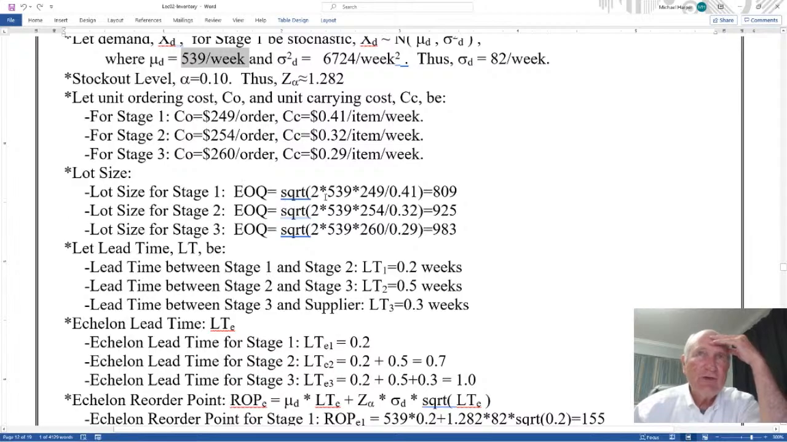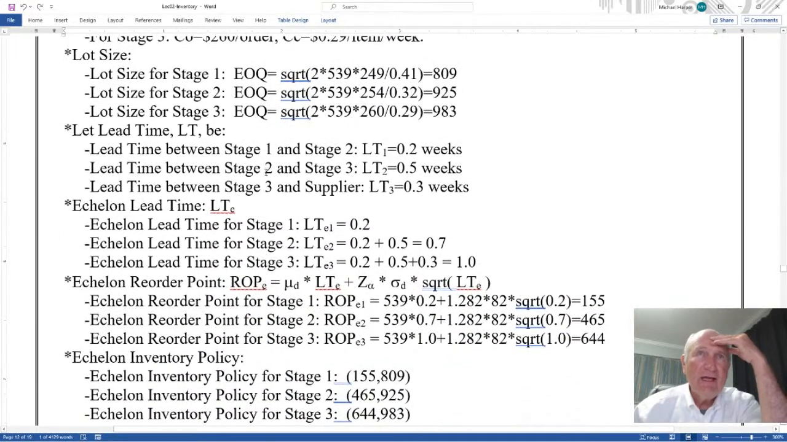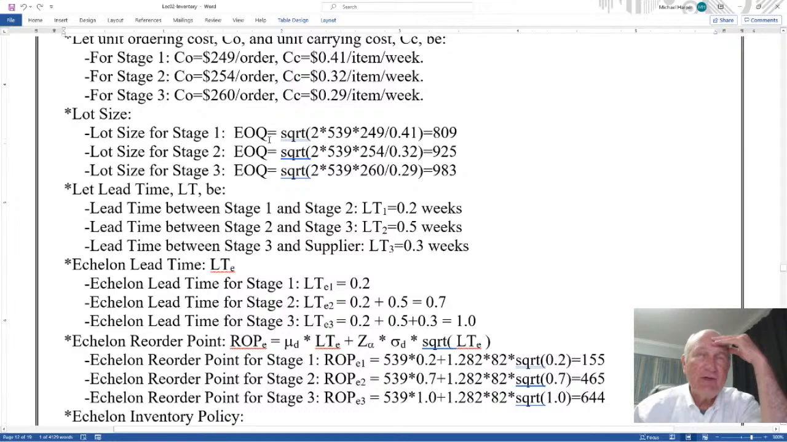So let's look at EOQ. Here's your demand. Here's your ordering cost, which is different. Here's your carrying cost, which is different. So we do this for the lot size for each stage. Okay, we do this, and here we have 809, 925, 9983. Okay, that's going to be EOQ.